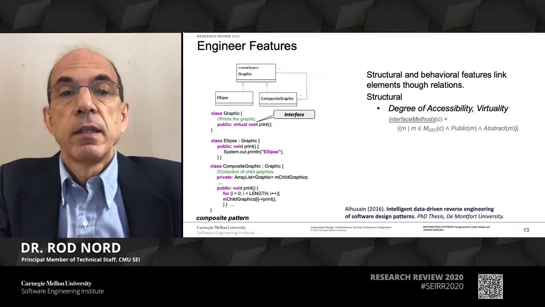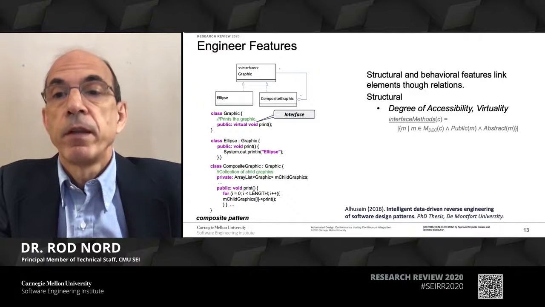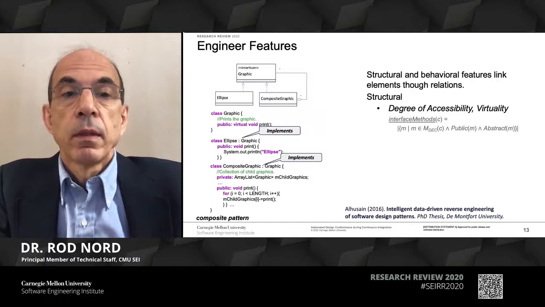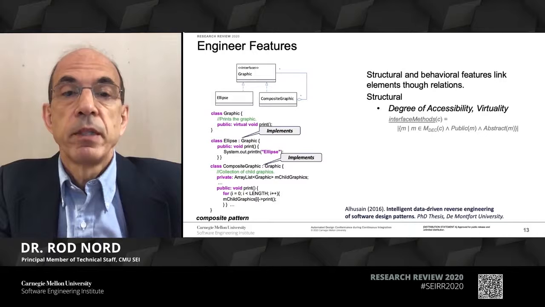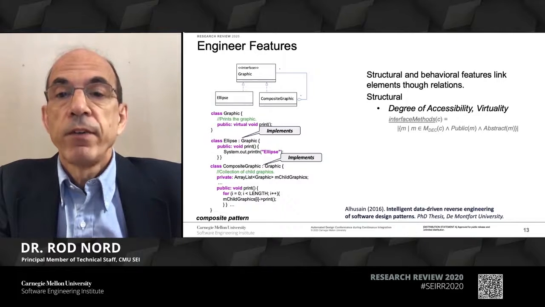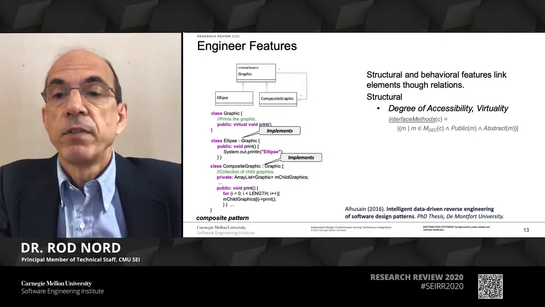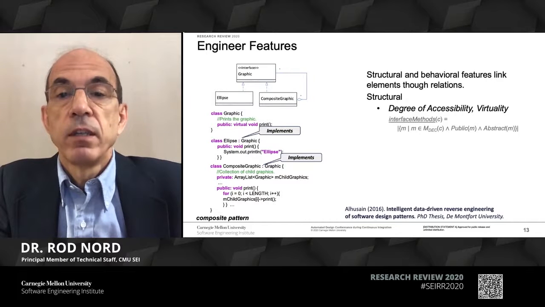C++ doesn't distinguish classes that act as interfaces, but clues in the code, such as the degree of accessibility, the number of public methods, and virtuality, the virtual methods without an implementation, provide evidence that graphic is an interface. Inheritance in C++ doesn't distinguish between type extension and implementation of an interface, but knowing graphic is an interface and ellipse and composite graphic provide implementations of the virtual methods that they inherit provides evidence that the relationship is interface implementation.